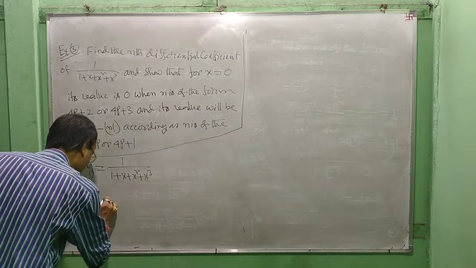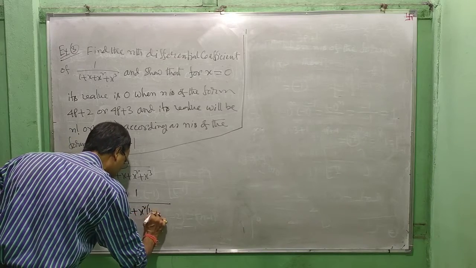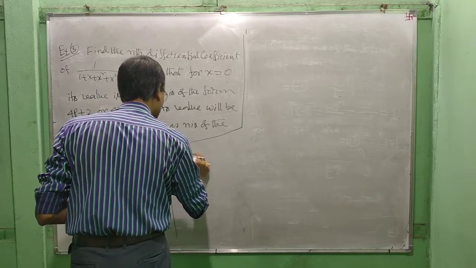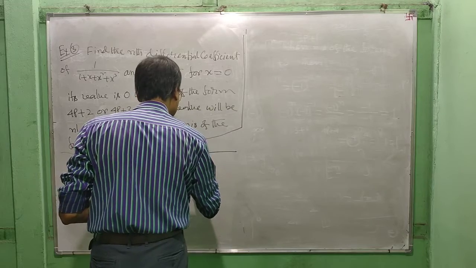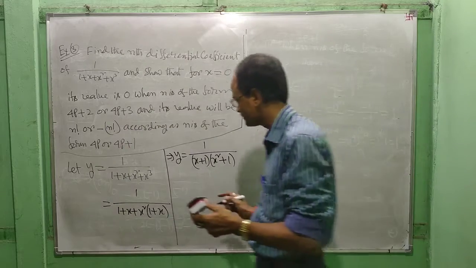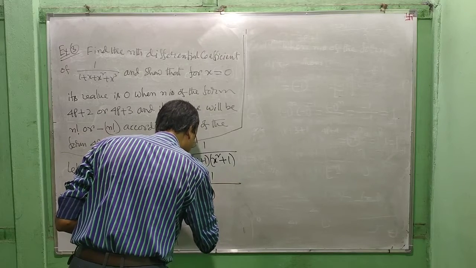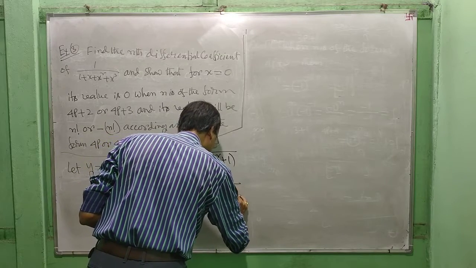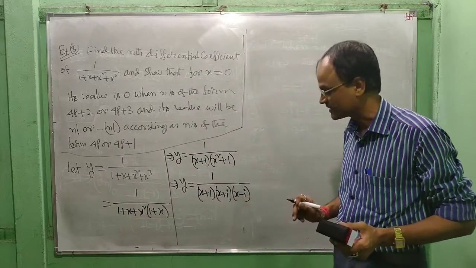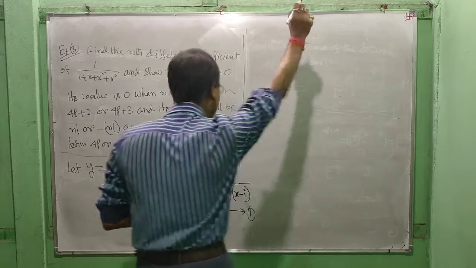x cube. This is equal to 1 by (1 plus x square) into (1 plus x). This means y is equal to 1 by (x plus 1) into (1 plus x square), or x square plus 1. You may write like this, or y equal to 1 by (x plus 1) into (x plus i) into (x minus i). Suppose this is number 1.